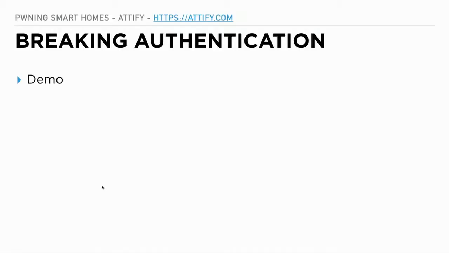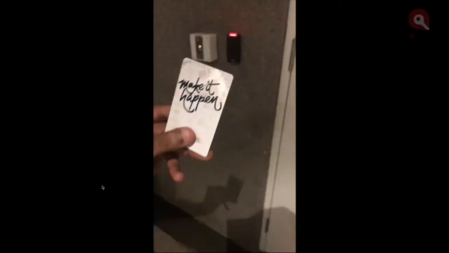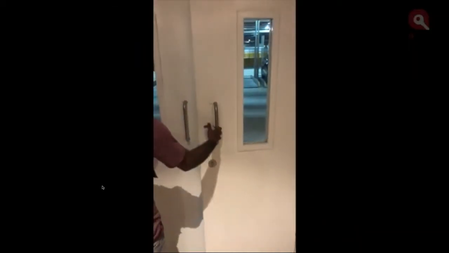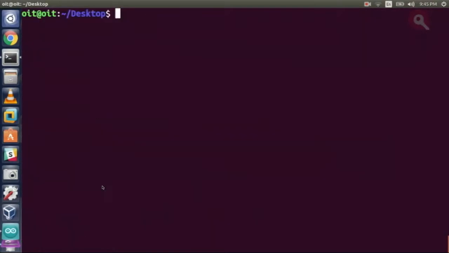Now, breaking authentication is what we saw. You can also do the same if you are working with things like RFID cards. So this is an office building. And this is a normal key card, works perfectly. And instead of using devices like Proxmark 3, which is not extremely expensive, like 300, 400 bucks, you can build your own RFID cloner using Arduino and an RFID reader.